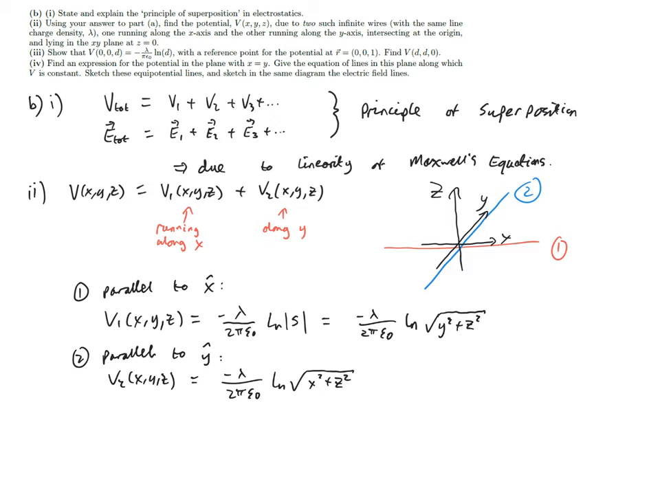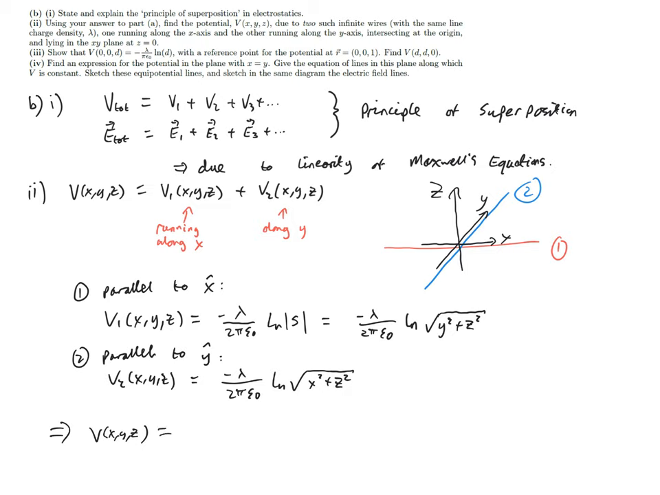So I can find now the total potential by adding these up. I will take a factor of a half out of the log, which corresponds to the square roots, and write this as minus lambda upon 4 pi epsilon naught. And I'll also add these two logs together, which means I can take the product of their arguments, which gives me y squared plus z squared into x squared plus z squared. Okay, so that's the exact result, and we can evaluate this at a couple of different points as requested in the question.